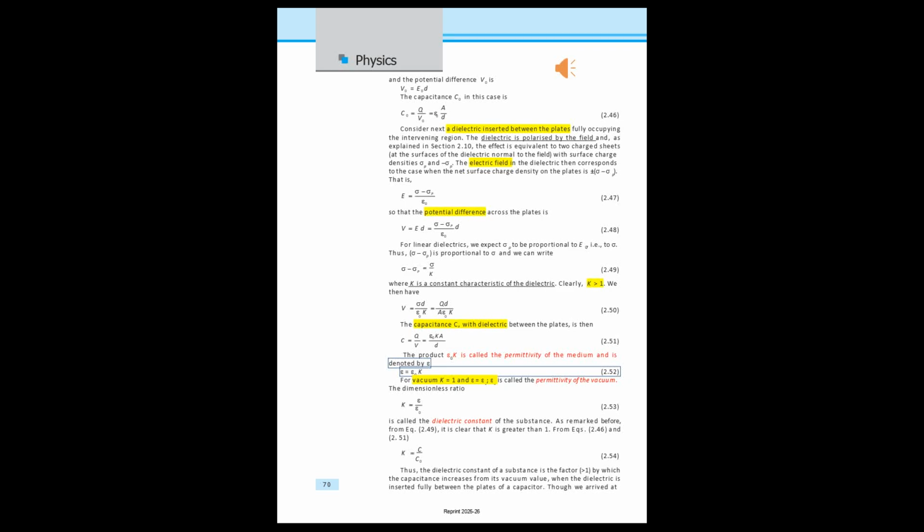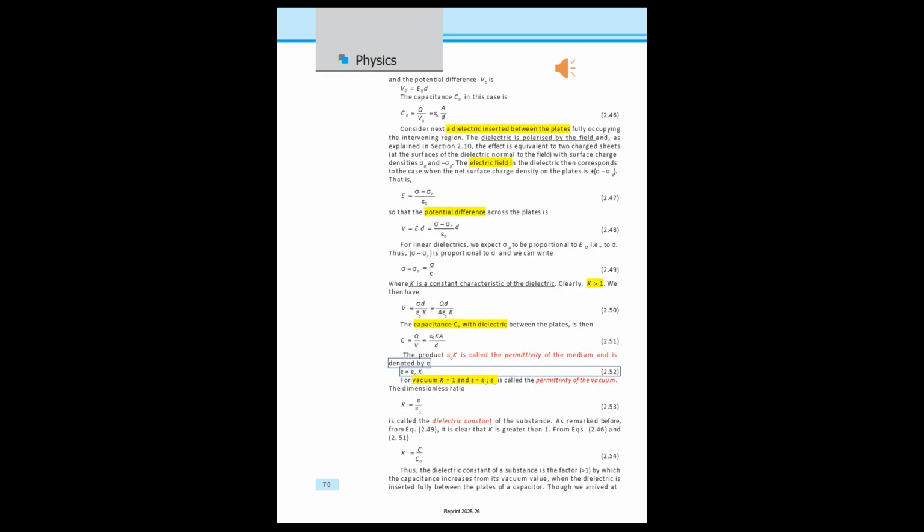For linear dielectrics, we expect sigma p to be proportional to E naught, that is, proportional to sigma. Thus, sigma minus sigma p is proportional to sigma, and we can write sigma minus sigma p equal to sigma by k. The k is a constant characteristic of the dielectric. Clearly, k is greater than 1. So we have V equal to sigma d by epsilon naught k. That's given by Q d by epsilon naught A k.